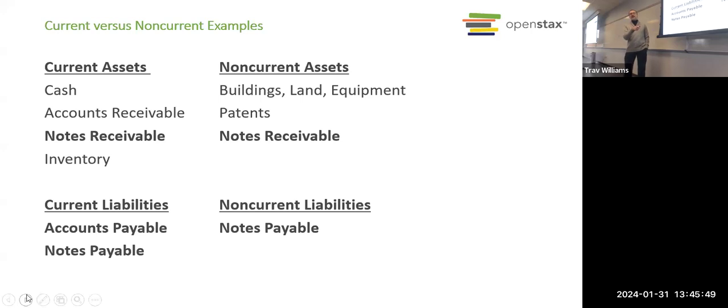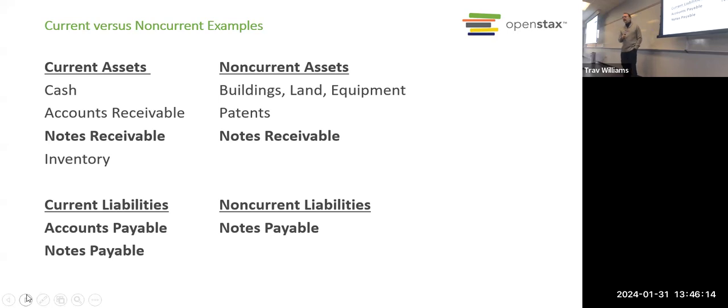Inventory is also a current asset because you want to sell your inventory as soon as possible. You don't want it sitting around for a year. Let's look at some non-current assets. Buildings, land, and equipment are all expected to last longer than a year, right? Who would buy a building that was not going to last for a year? Unless you're planning to tear it down.